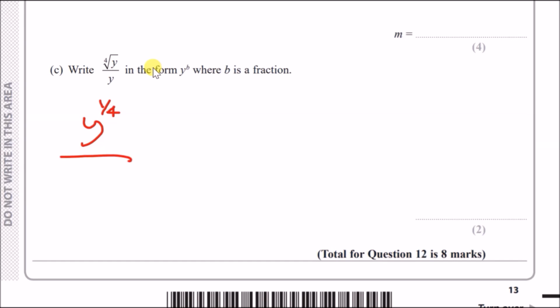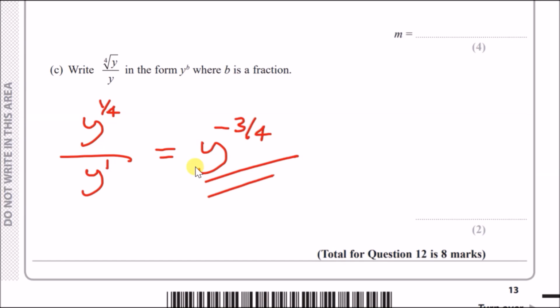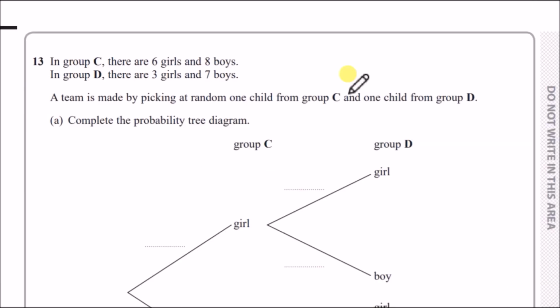And then we have to divide that by y. And remember, y on its own is just y to the power 1, because it's just a single power. Now, if you remember the rules, if you divide two terms of the same base, you subtract their powers. So 1 over 4, so a quarter, take away 1. If you're not sure what that is mentally, just use a calculator. You should get minus 3 over 4. And that's your index form. And that's it, guys. That's this question done.